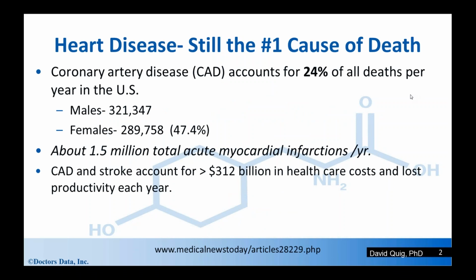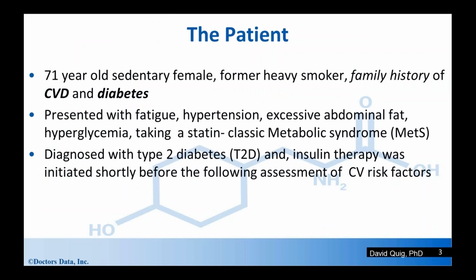Now, heart disease is still the number one cause of death in the U.S., accounting for almost 25% of all deaths per year, basically equivalent between males and females, particularly after menopause in females. And there are about 1.5 million total acute myocardial infarctions per year, that is fatal and non-fatal. Coronary artery disease and stroke account for greater than $3 billion in healthcare costs and lost productivity each year. Now, our patient is a 71-year-old female.